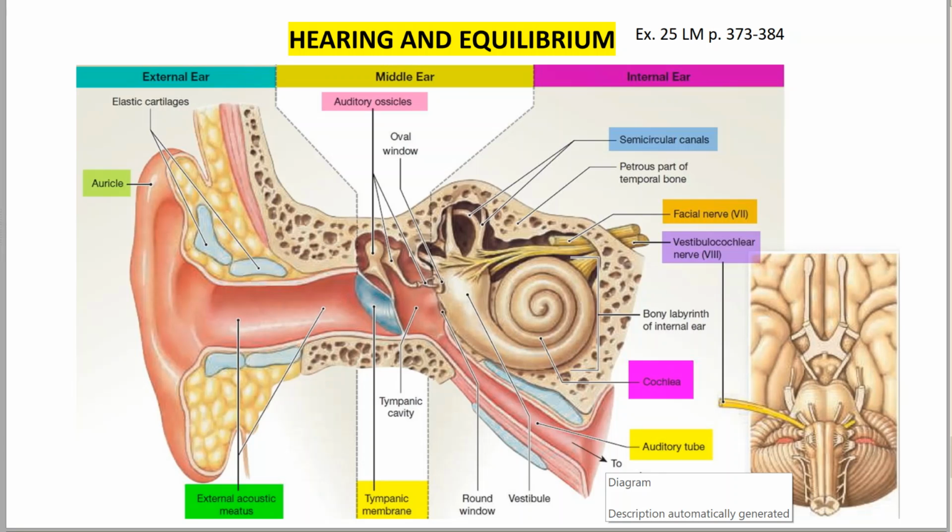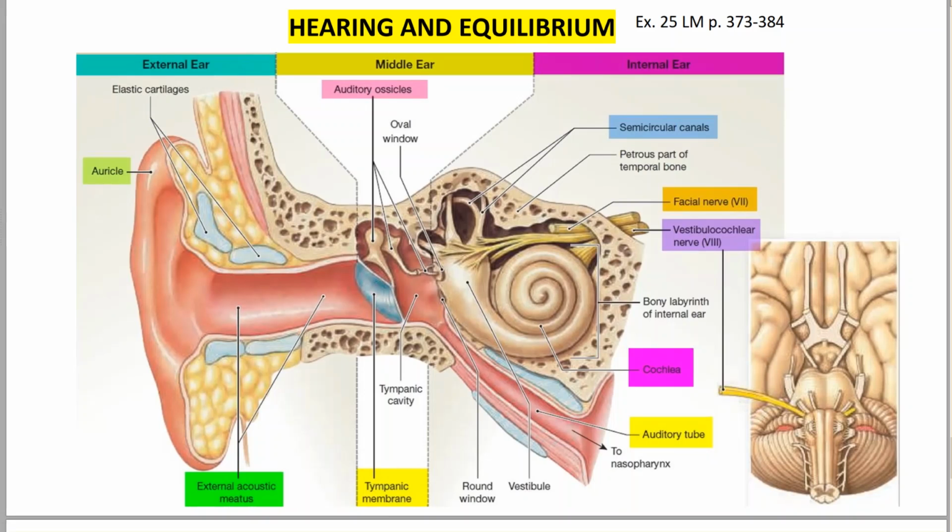And so ear infections are common in this little area and can drain into your throat. Then the inner ear is where we actually have our sensory cells. And so the inner ear is divided into 2 main areas.